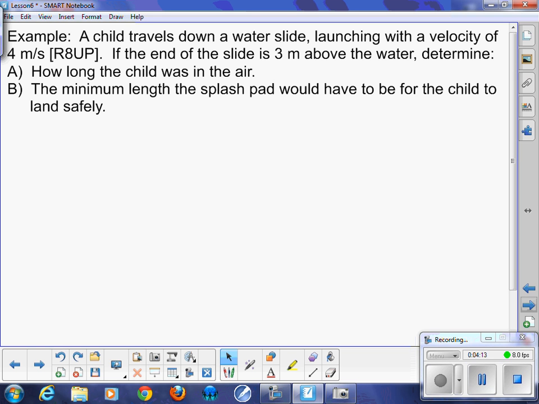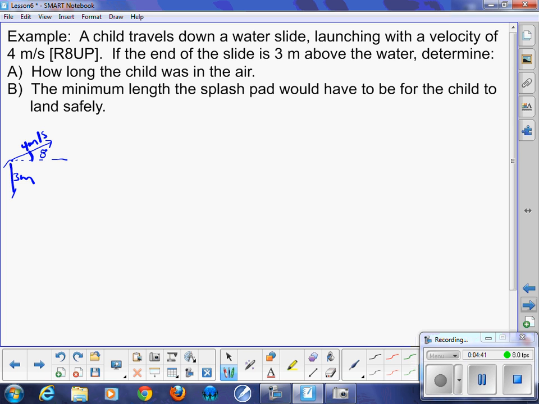So the next one: a child travels down a water slide, launching with a velocity of 4 meters per second, 8 degrees up. So they are launching at an angle. If this is the horizontal, they are launching at that angle, which is 4 meters per second. The angle is 8 degrees. The end of the slide is 3 meters above the water. So this point is 3 meters. A diagram always helps you out.